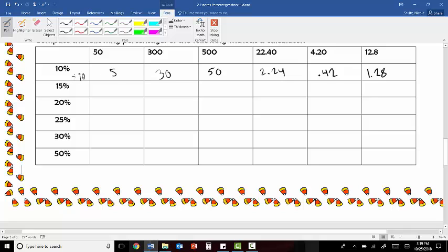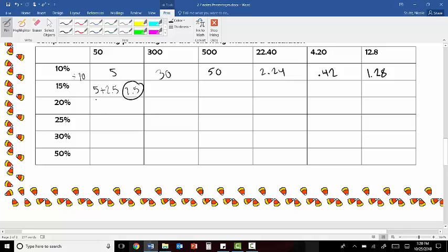Then you're going to go here to 15%. We'll just do the first column for this. So 15% means you divide it by 10, you get 5. And then it says that you're supposed to take half of that. 2.5 is half of 5. And you're supposed to add them together. So 7.5 is 15% of 50.